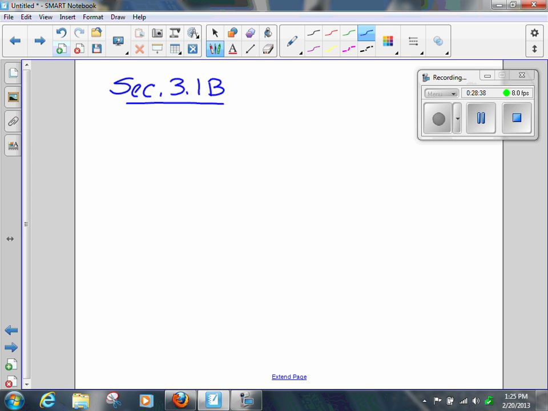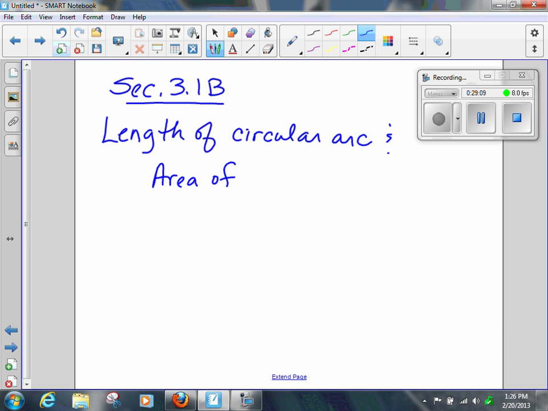So, second part of 3-1. So now let's talk about the length of a circular arc. And this makes complete sense. I really don't know why this is stuck in here in this section, but we're going to talk about the length of a circular arc and the area of a sector. This is geometry, total geometry, okay?